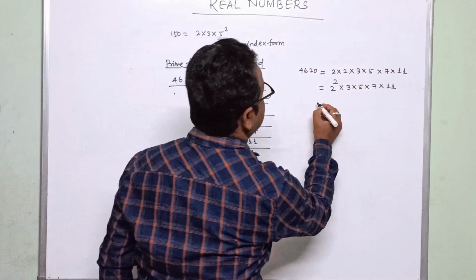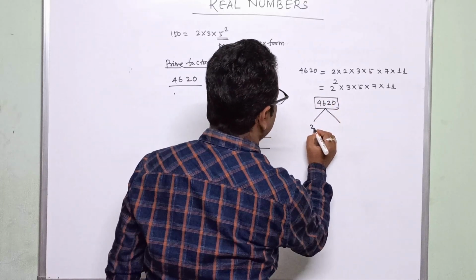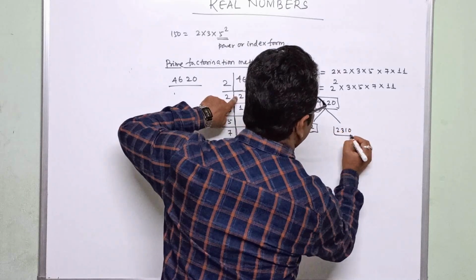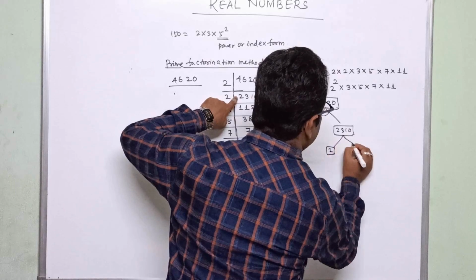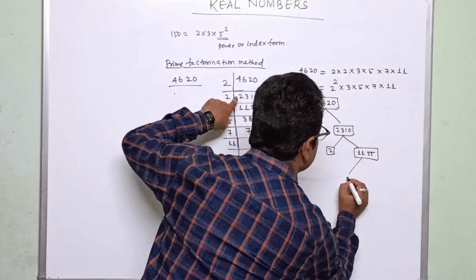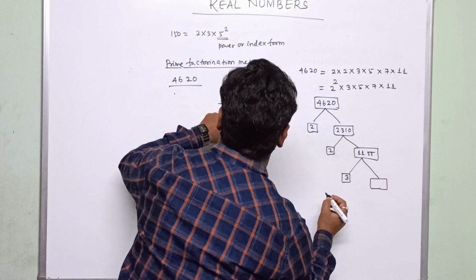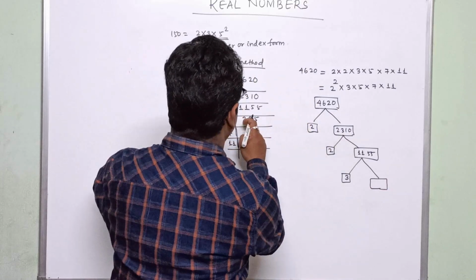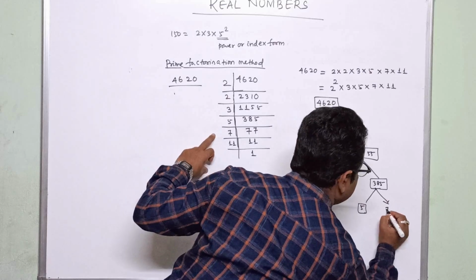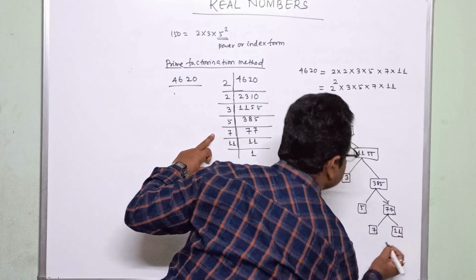Now, you will find the factor tree of 4620. First I get 2. Dividing by 2, the result is 2310. Again dividing by 2, the result is 1155. Dividing by 3, I get 385. Dividing by 5, I get 77. Now 77 divided by 7, I directly get 11. So this is the factor tree.